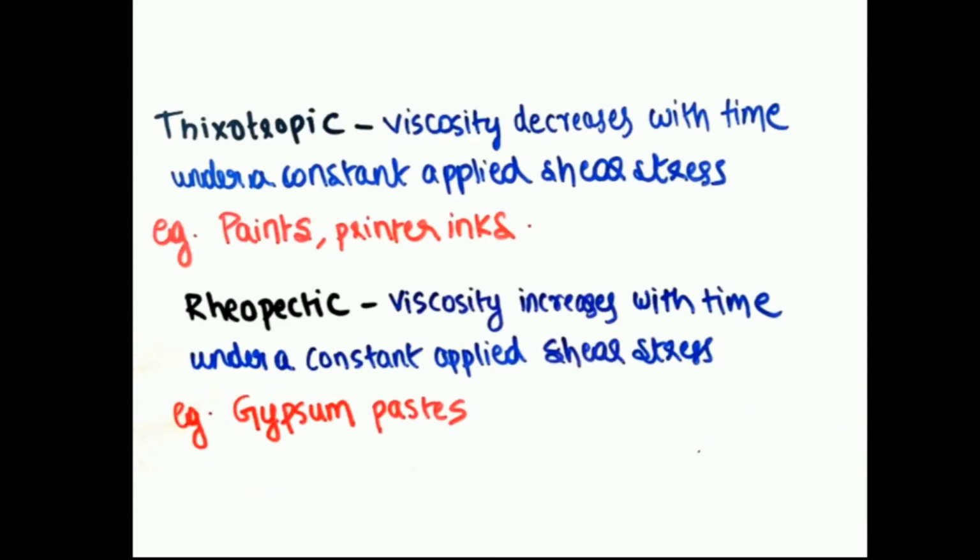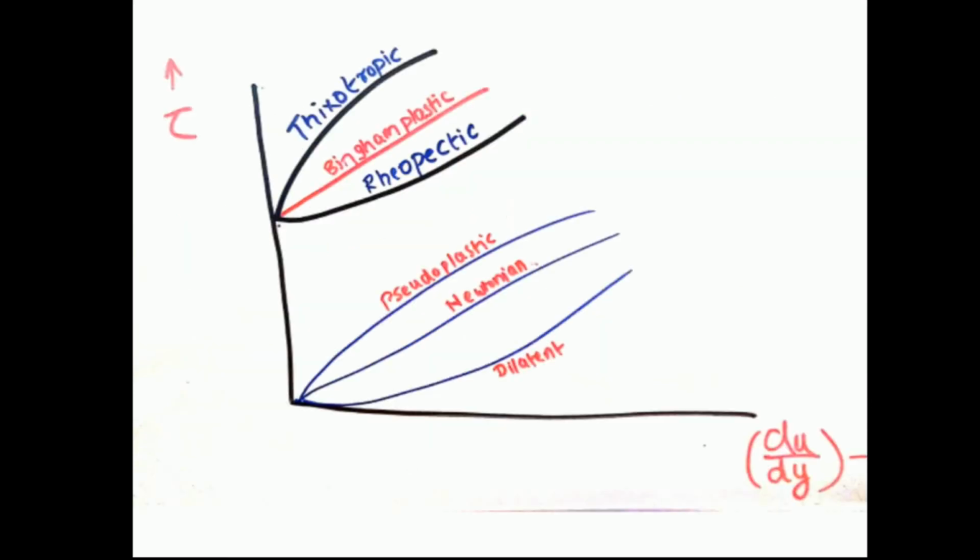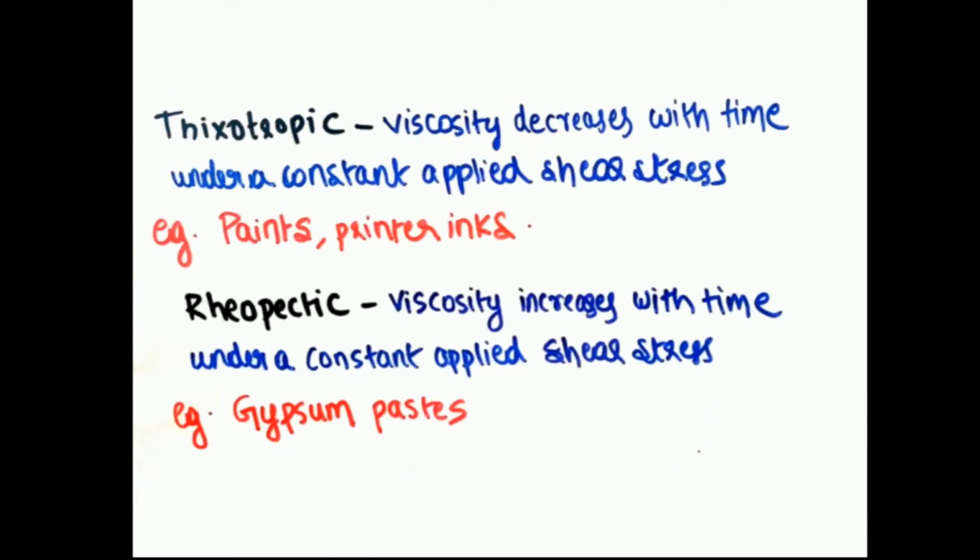And for rheopectic we can say viscosity increases with time under a constant applied shear stress. When we apply a constant shear stress here, the slope is continuously increasing in rheopectic fluids. The examples of thixotropic are paints and printing inks, and the rheopectic example is gypsum paste.